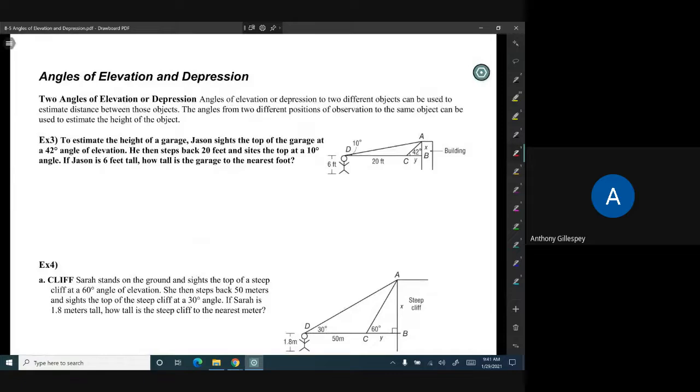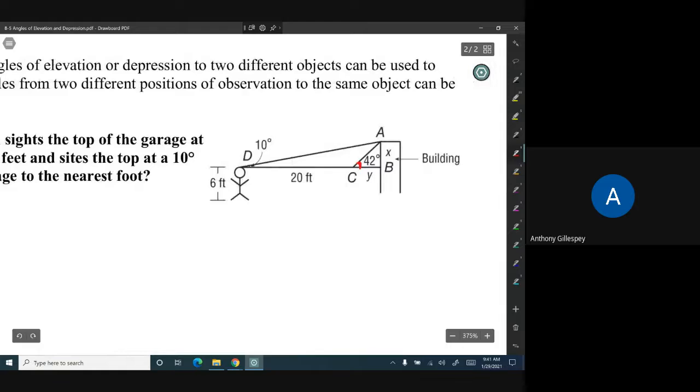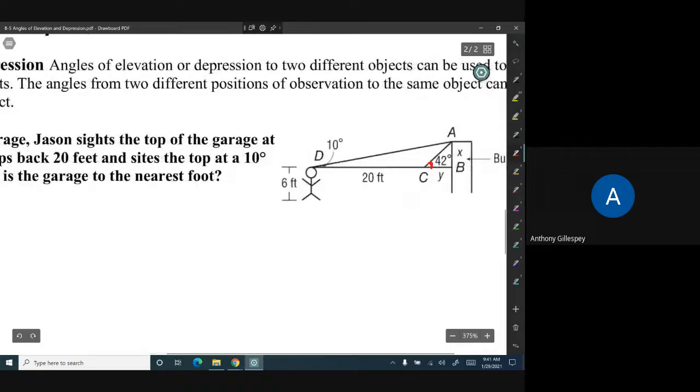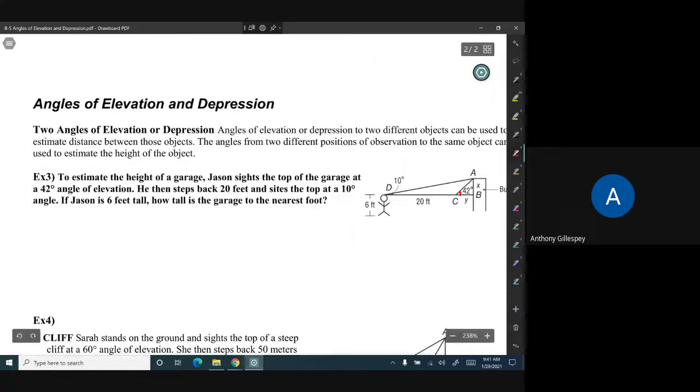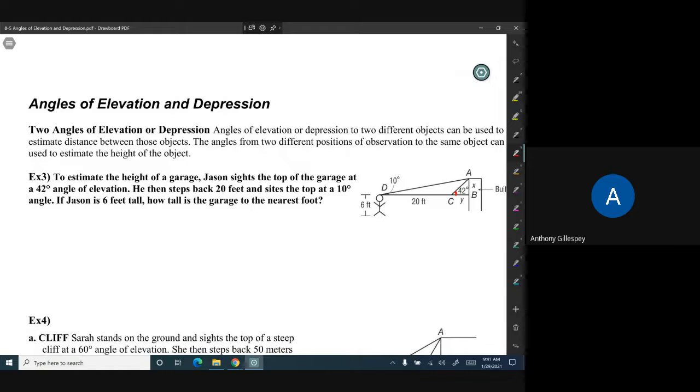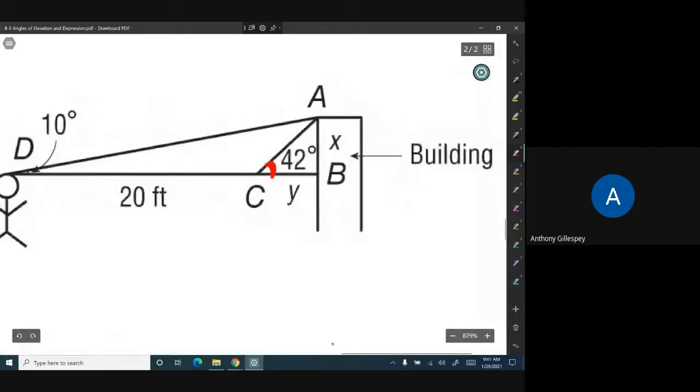You're trying to estimate the height of the garage. Jason sights the top of the garage at 42 degrees elevation, right? So he's saying this part right here is 42 degrees. He doesn't know how far he's standing away. Then Jason steps back 20 feet and he measures again, it's 10 degrees. Get the idea? All right, so first thing you do is you deal with this triangle first.